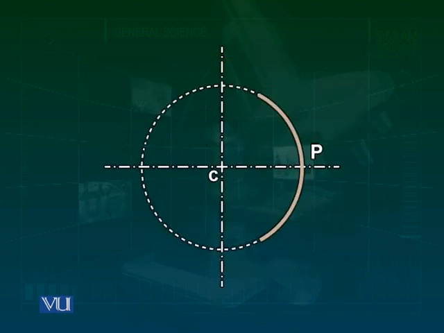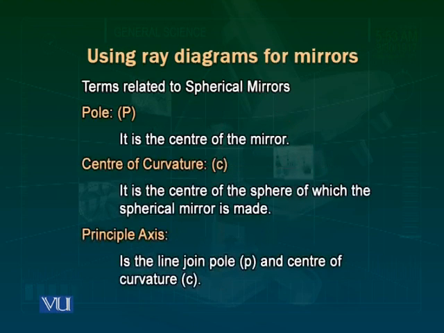Now, in the case of curved mirrors, we have to define a few things. One, you have now on your slide a curved mirror. Basically, you have a sphere from which a portion is cut, giving you a curved surface, which is now your curved mirror. There are different types of curved mirrors, but for our purposes we are only going to look at circular curved mirrors. P is the pole.